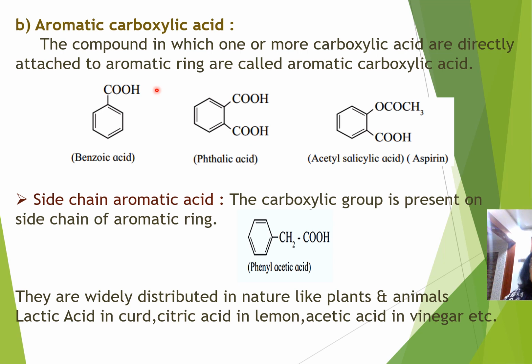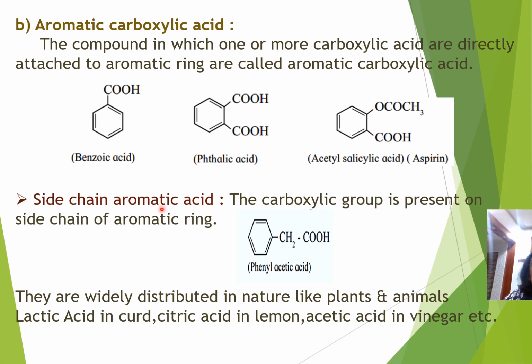Then aromatic carboxylic acid. Aromatic carboxylic acid is a compound in which one or more carboxylic acid groups are attached to the aromatic ring. For example, benzoic acid, in which one COOH group is attached to the benzene ring. Phthalic acid, in which two COOH groups are attached to the benzene ring. Then if it has one COOH group and one OCO-CH3 group, it is acetyl salicylic acid, aspirin. So these are the examples of aromatic carboxylic acid.